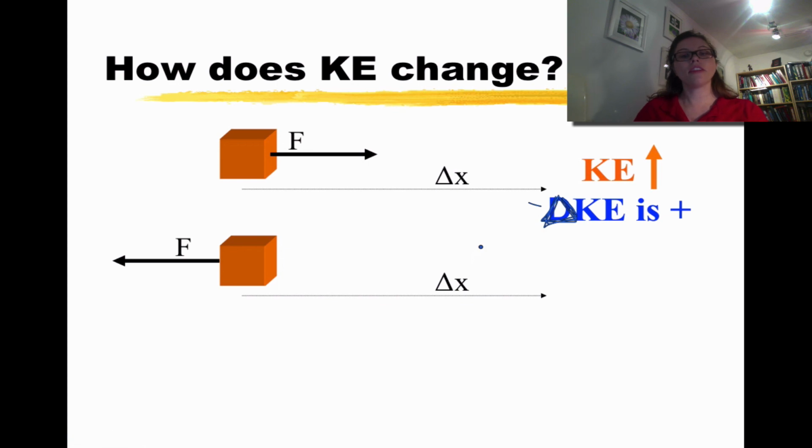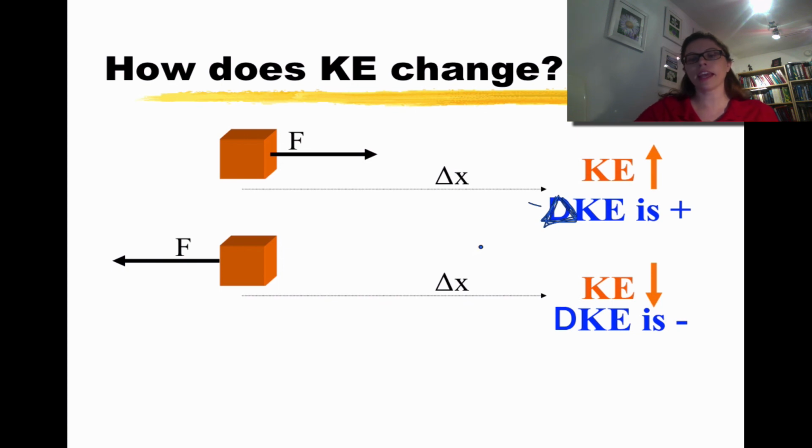Now, if the force is going backwards, so if that outside force is going this way, but you're traveling this way, so if this bubble's going this way, but I'm pushing it this way, it's going to slow down. So if it's going to slow down, the kinetic energy is going to go down. And so the energy in our energy bucket is going to decrease.